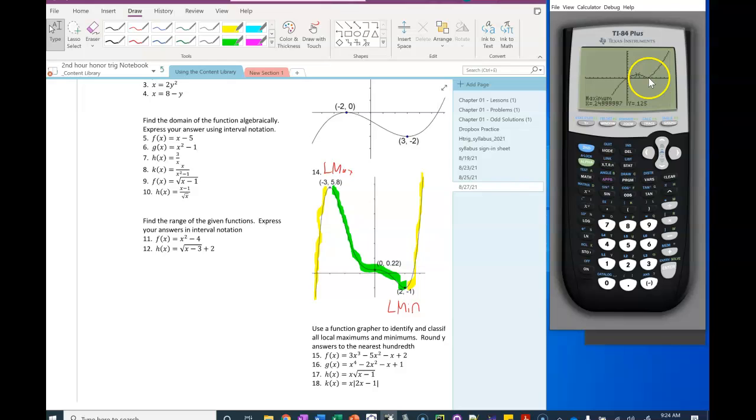And then I need this guy's minimum. So let's second trace, choose a minimum, move over. I've gotta be somewhere over here, so I just moved over a little bit. Press enter. And then my right bound should be over here somewhere. So over there, press enter, and that should be good.